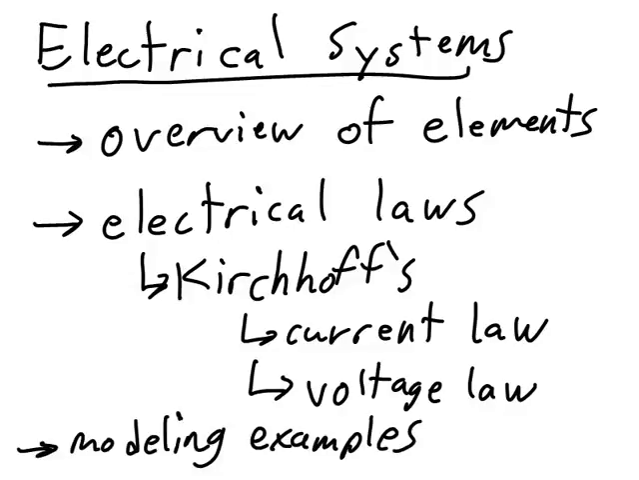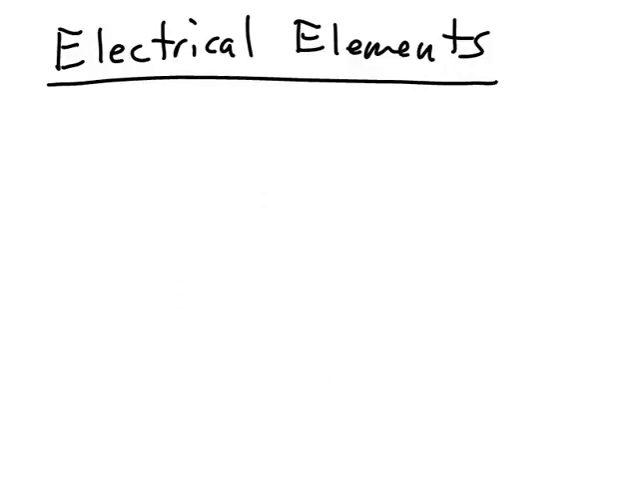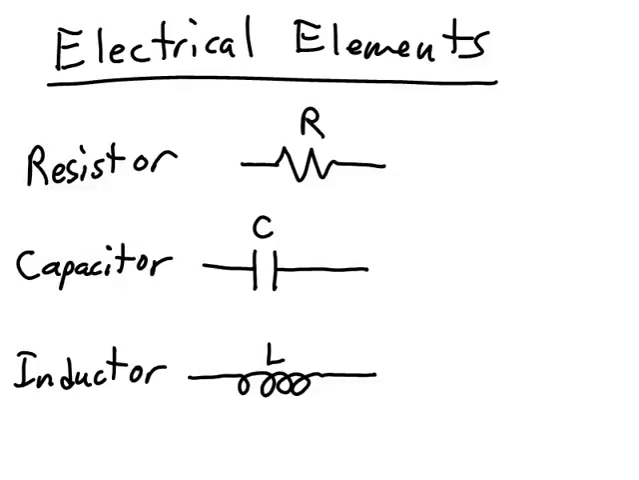Finally, I'll show you a couple of complete examples of circuits. We'll model the circuit and then we'll see what the equation means in terms of the things that we know about systems: the system order, linearity, time invariance, and so forth. So let's start with an overview of electrical elements. We have three electrical elements that we will look at. We'll look at a resistor, which has resistance R, a capacitor, which has capacitance C, and an inductor with inductance L.